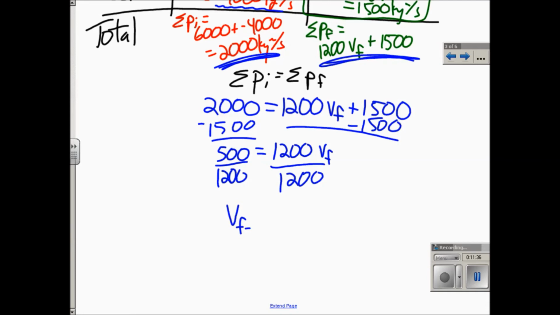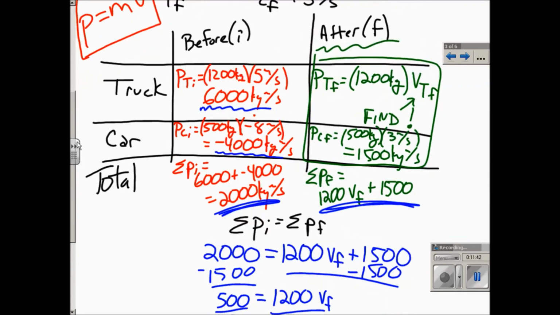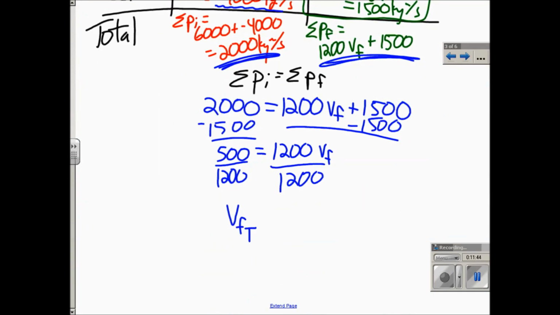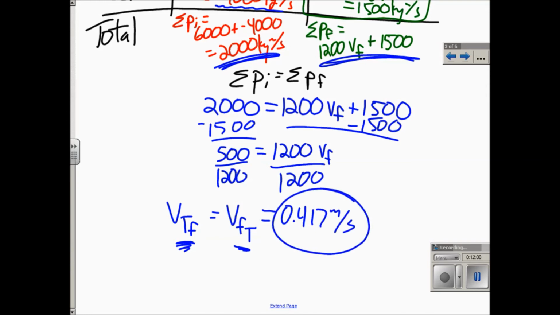a final velocity of our truck. Is that what we were looking for? I don't even remember now. Yes, final velocity of the truck. You can call it final velocity of the truck or the truck's final velocity. It doesn't matter. So anyway, 500 divided by 1,200 gives you 0.417 meters per second. Cool?